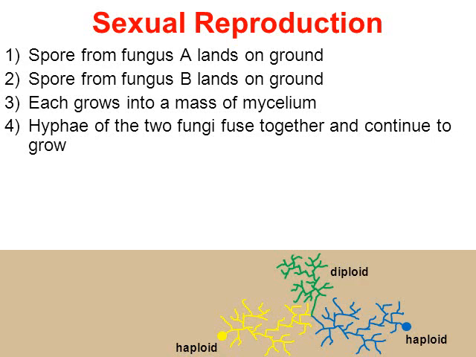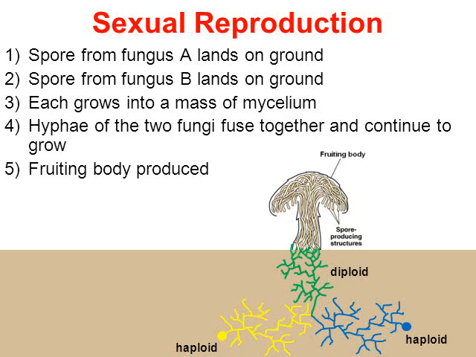And as the process continues, that green diploid mycelium, that green diploid fungus, is going to produce its own fruiting body. Watch the animation. Above ground, a fruiting body is created. Now, all of that is diploid. The fruiting body is diploid, but what it releases are spores. And when the spores are released, I hope you know that the spores are haploid. So watch the animation.